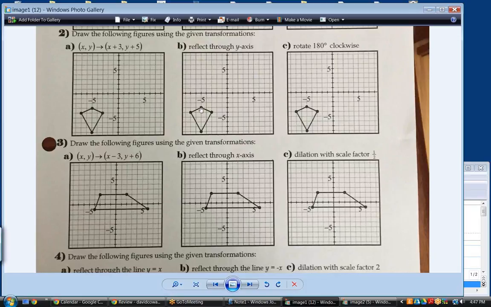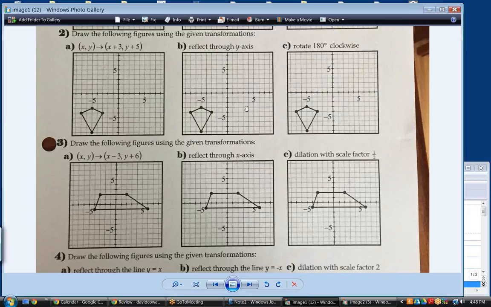That's just -5, -3, was it, the point? So it'd be -5, 3, reflected over the y-axis, it's going to end up over here. Oh, okay. Always make sure that your numbers make sense.